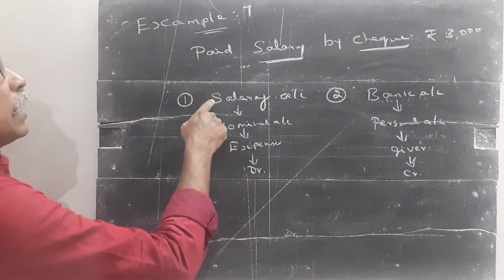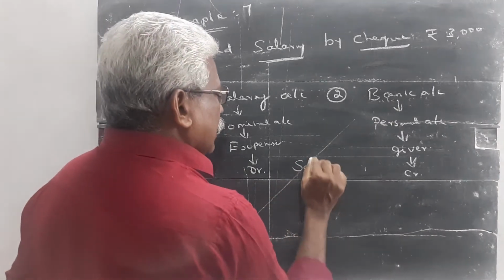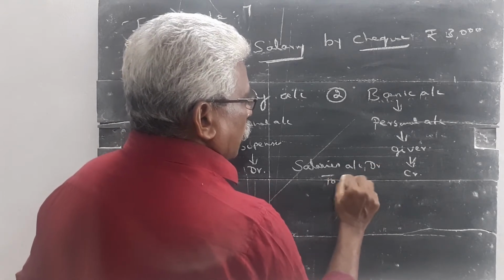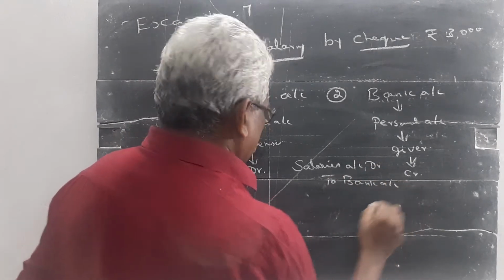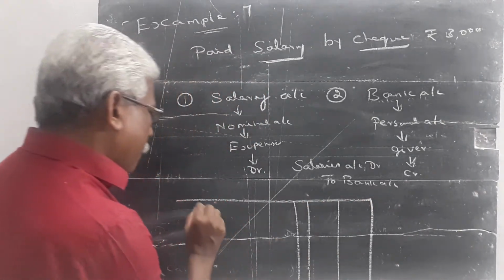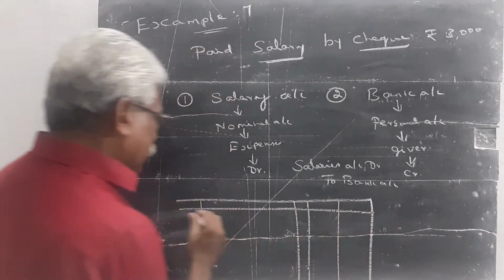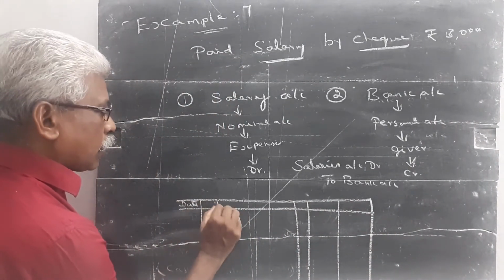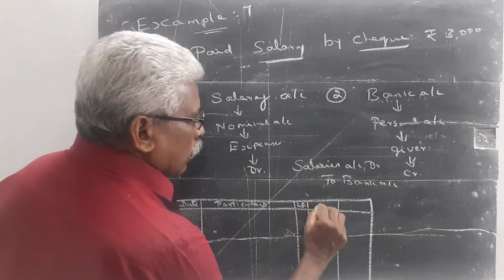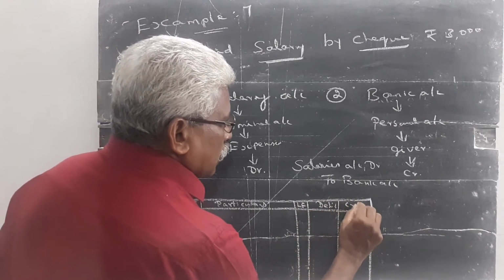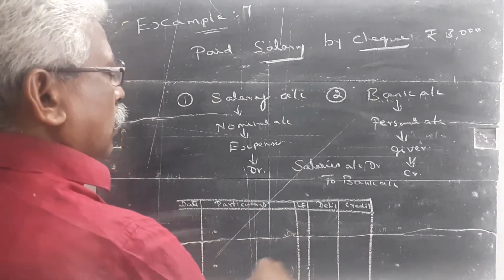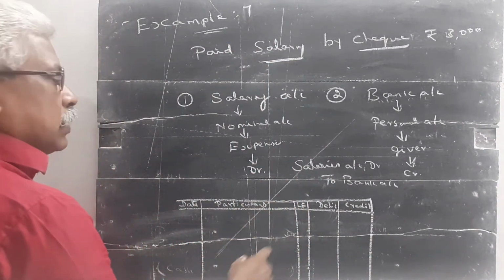How do you write? First write the debit aspect. Salaries account debtor to bank account. Then how do you write in the journal, the book? First column date, second column particulars, third column ledger folio. This column is debit, this column is credit. If you write it seven times, automatically you will memorize it and write the answer.